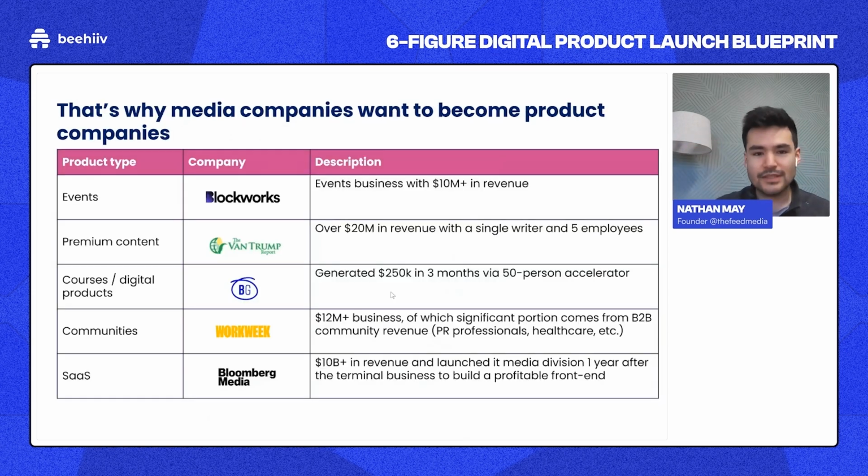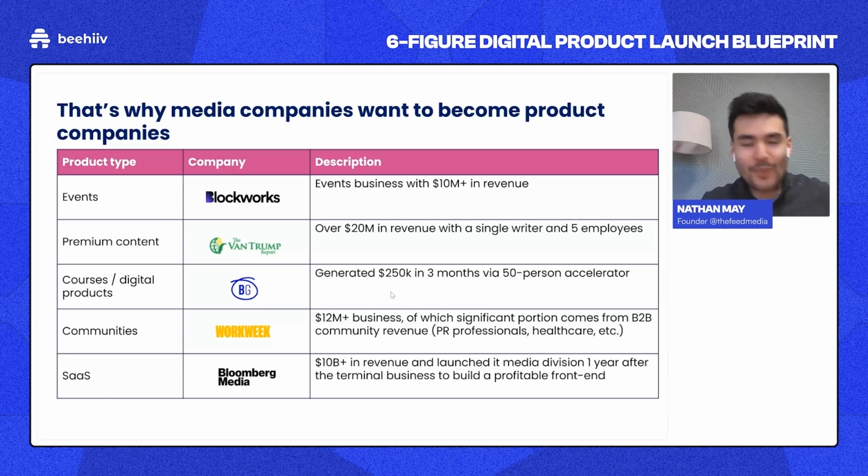And there are tons of companies that are doing this successfully already. You've got Blockworks, which has just its events business alone doing over $10 million a year. Right? So not even talking about their SaaS product or their sponsorship products or anything else like that. The Van Trump Report, $20 million a year in paid content. Obviously, we'll talk about number 3, Bootstrap Giants. Workweek is doing millions and millions of dollars to the community.